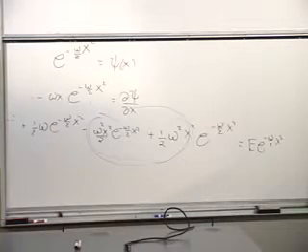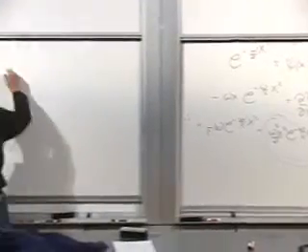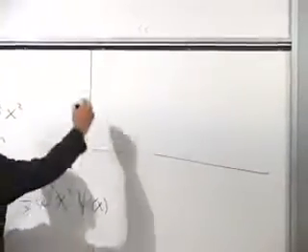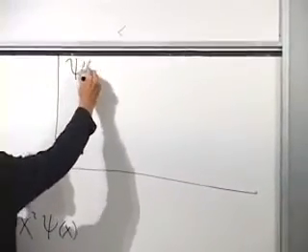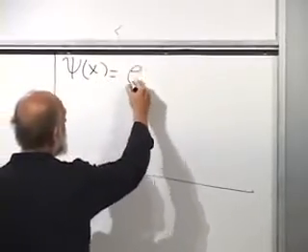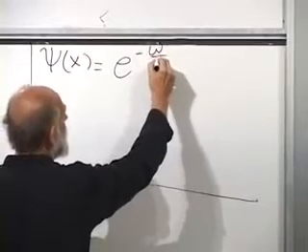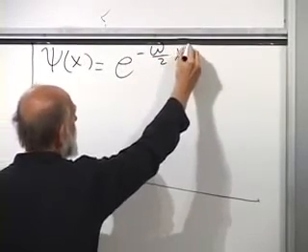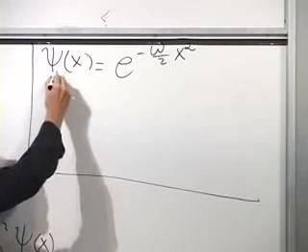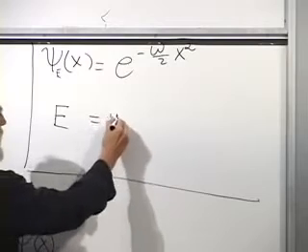Let's summarize what we found over here. We found a single eigenvector, psi of x equals e to the minus omega over 2 x squared, that corresponds to an eigenvalue E equal to omega over 2.